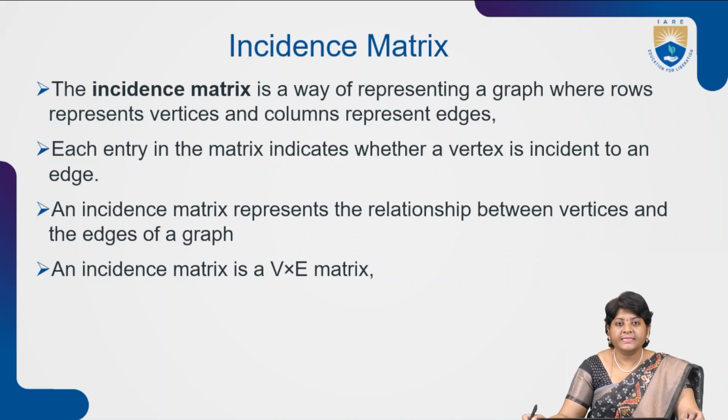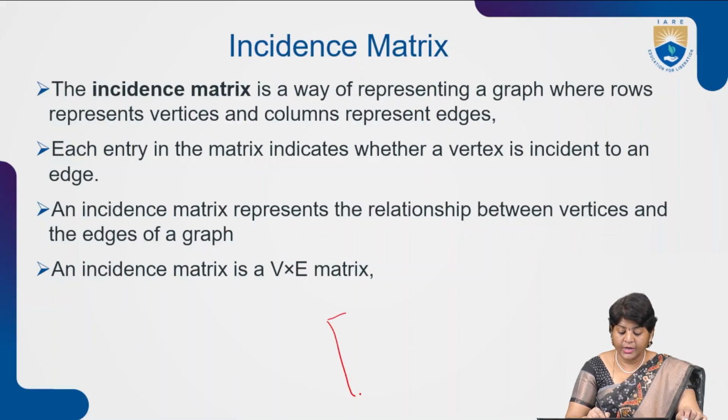Now, the next topic is incidence matrix. This is also one of the representations of graphs. The first one is adjacency matrix, second one is adjacency list, and third one is incidence matrix. The first two representations relate only the connection between vertices, where the rows and columns of the matrix belong to only vertices.